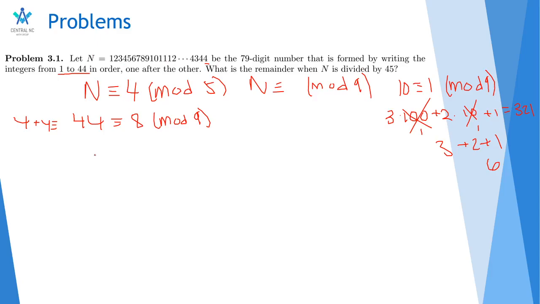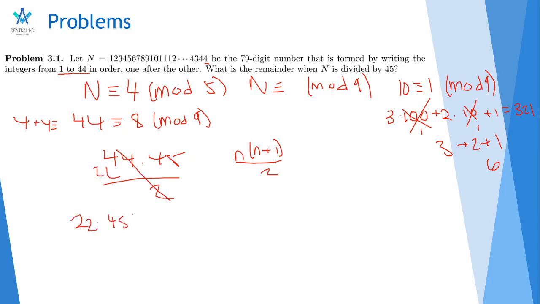As we know, the sum of the first 44 integers can be expressed as 44 times 45 over 2 by the formula. And if you're not familiar with it, the formula for the sum of the first n integers is n times n plus 1 over 2. Well, here we can cancel these to get 22 here. So this gives us 22 times 45. However, 45 is divisible by 9. So that means this whole number is 0 modulo 9.